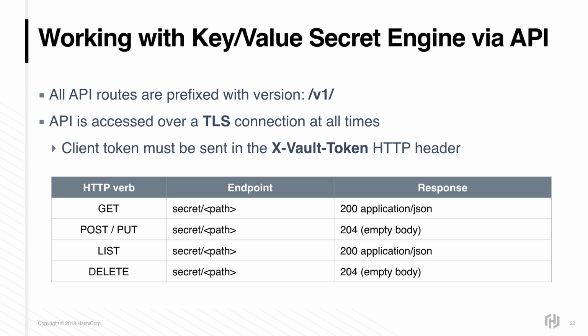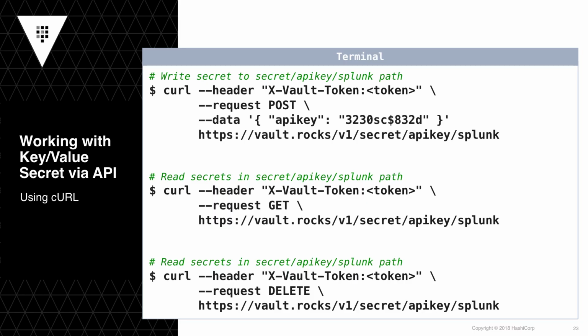Second, API routes should be prefixed with the key value version. Third, a valid Vault token must be supplied in the X-Vault-Token HTTP header. The Vault API can be used to write, read, and delete secrets. The examples shown here use the curl utility to craft the different types of API operations, and are sent over HTTPS to the Vault server running behind the domain name vault.rocks. When using the Vault API, you need to use the correct HTTP verb, POST, GET, or DELETE, when either writing, reading, or deleting the secrets to the secret engine.